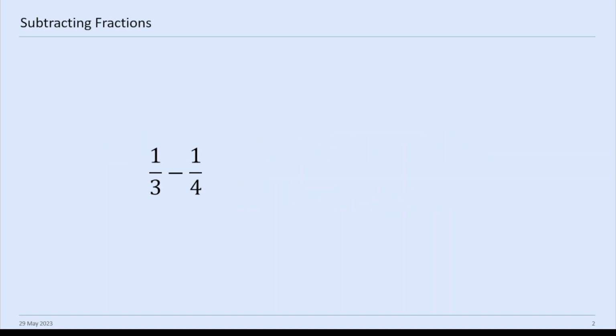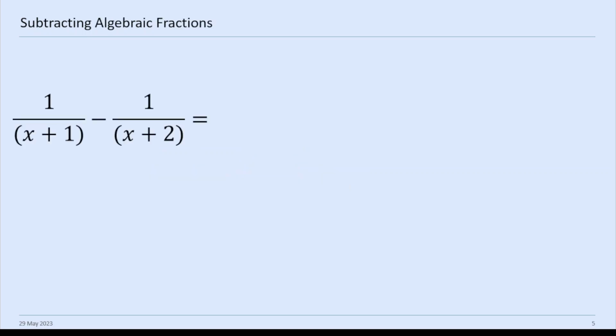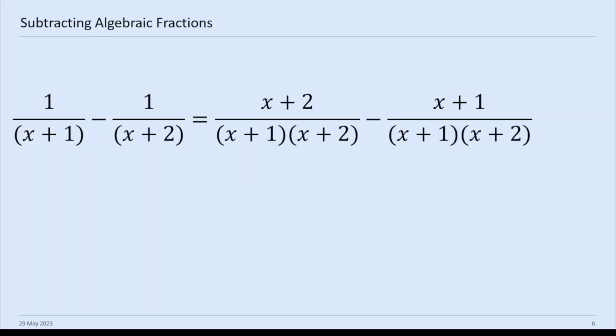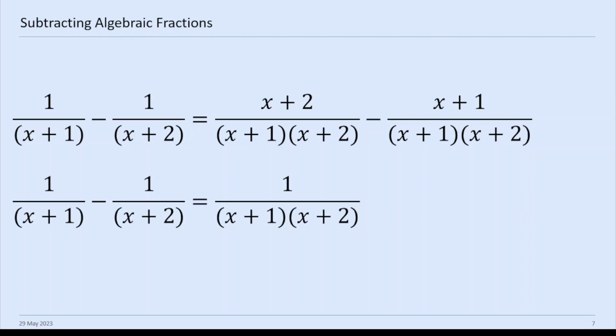So just to recap then, we learned how to subtract fractions, a third minus a quarter. Put them over a common denominator, so you end up with 4/12 minus 3/12, which is 1/12, and we can then generalize this to algebraic fractions. So 1 over x plus 1 minus 1 over x plus 2, put them over a common denominator, which is x plus 1 times x plus 2, so you get x plus 2 over (x plus 1)(x plus 2) minus x plus 1 over (x plus 1)(x plus 2). Subtract them, you just get 1 over (x plus 1)(x plus 2).